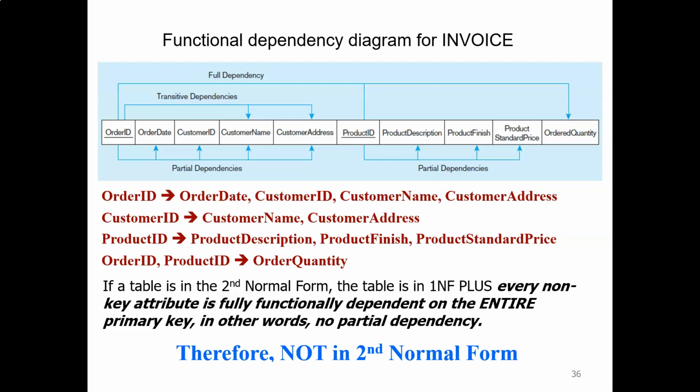We are seeing partial dependency here because the product ID is part of the primary key and it can determine other non-key attributes. And the order ID is also part of the primary key and it can determine other non-key attributes.